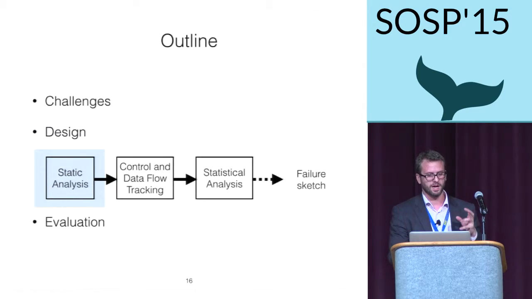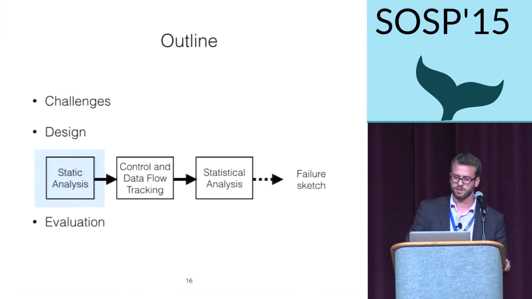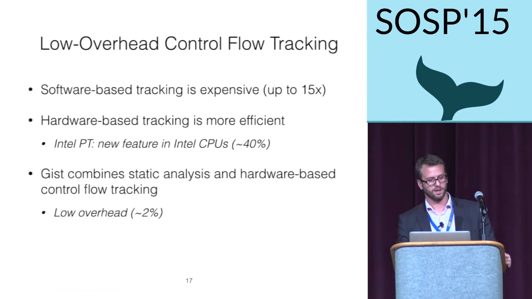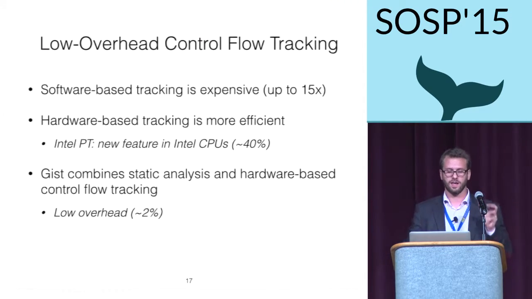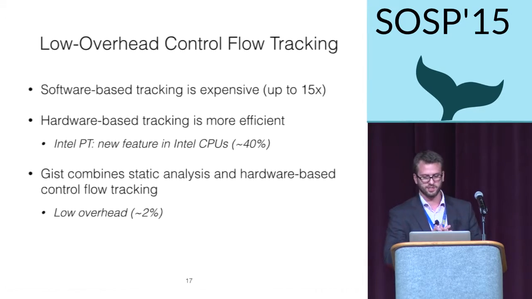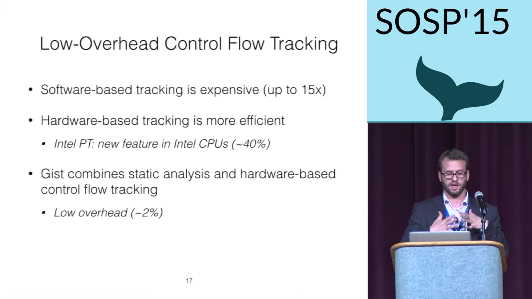So now that I explained how GIST performs static slicing, I'll talk about how both control flow tracking and data flow tracking helps with the refinement of these slices. So control flow tracking allows GIST to perform slice refinement by identifying statements that get executed in real executions and removing from the slice statements that don't get executed.